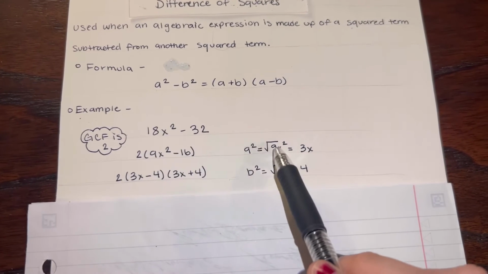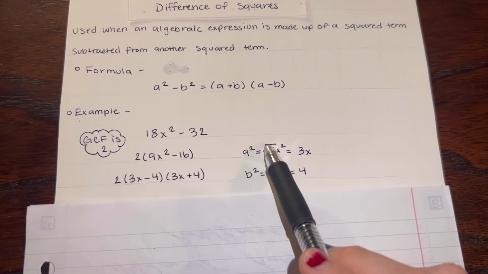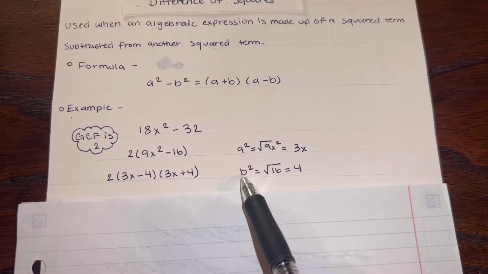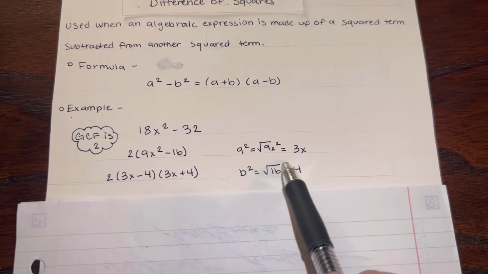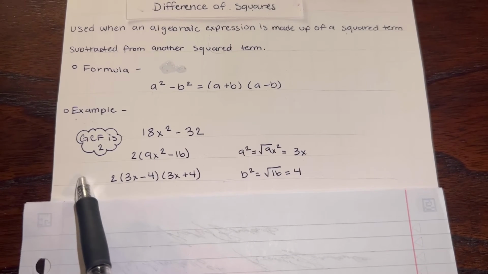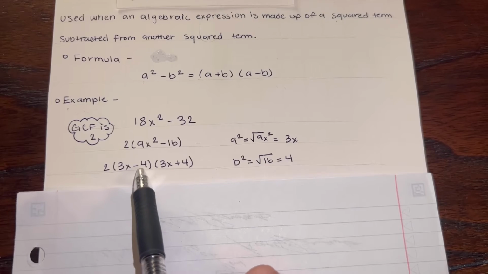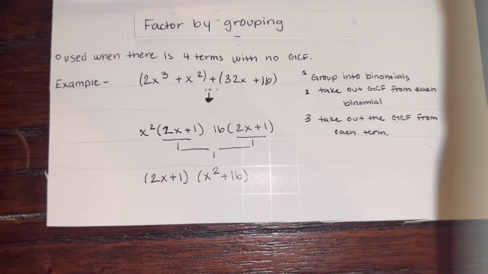A squared is 9x squared, so you would take the square root of 9x squared, which would get you 3x. You would do the same thing with b squared, which is 16, and you would square root that, and it would equal 4. For your answer, you would put 2 parentheses 3x minus 4 with parentheses 3x plus 4.